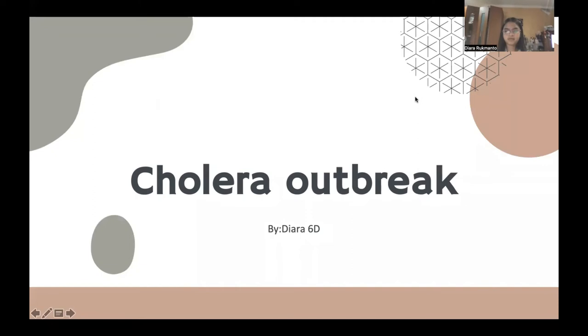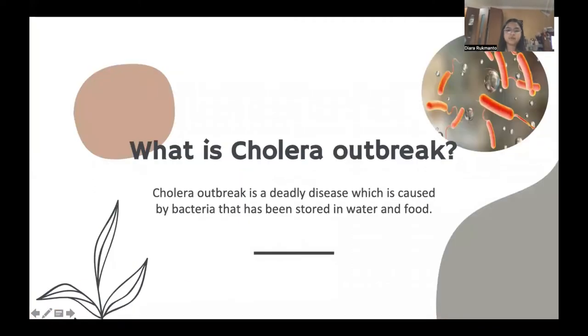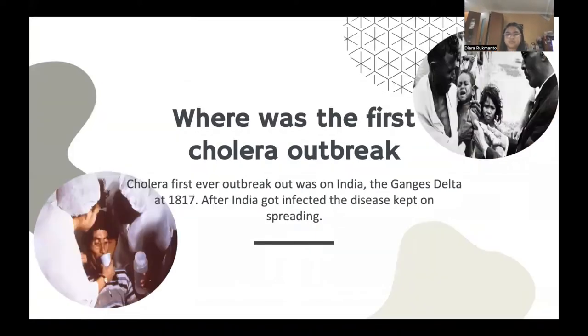Cholera outbreak. What is cholera outbreak? Cholera outbreak is a deadly disease which is caused by bacteria that has been stored in water and in food. Where was the first cholera outbreak? The first ever outbreak was in India, the Ganges Delta at 1870s.